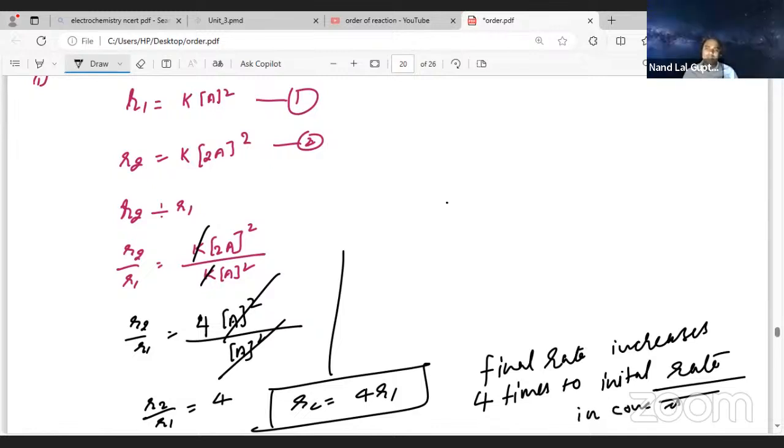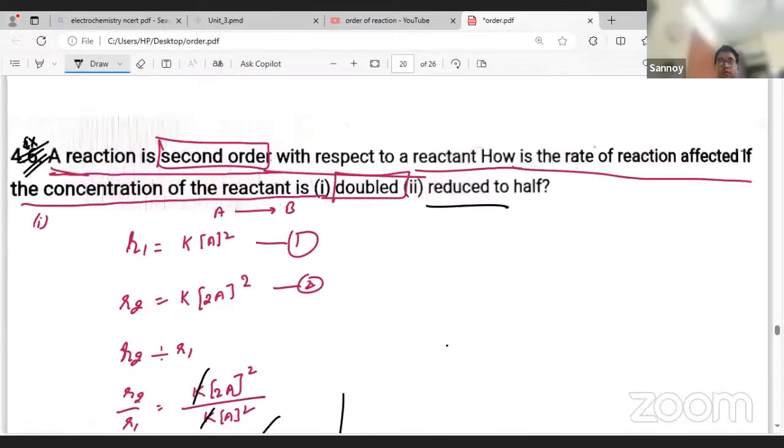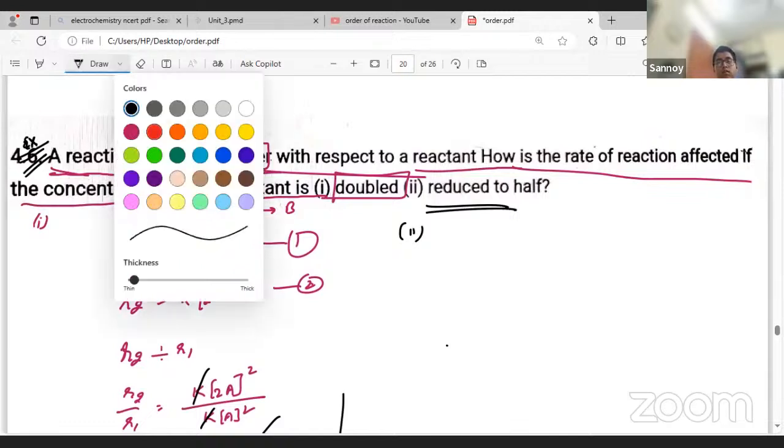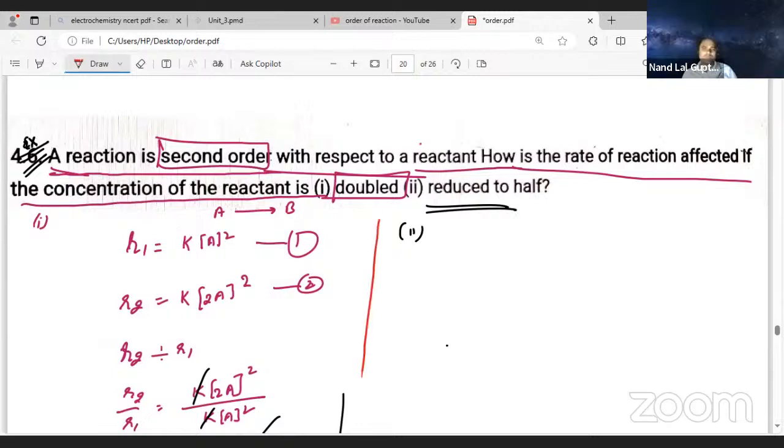If concentration is doubled, can I erase? Can you solve the second part, or should I do? K squared by K 2A squared, R2 by R1. Yes, you do. So R1 is equal to the same one, K A power 2. Second order reaction is there, so this is the expression for the second order.